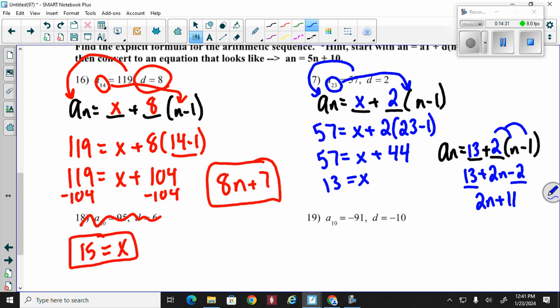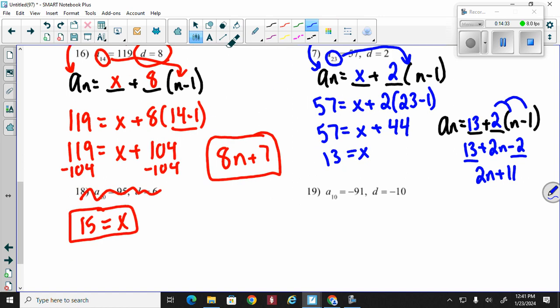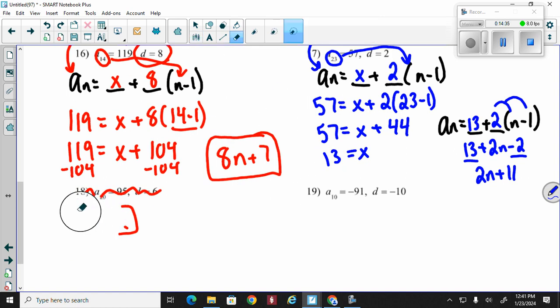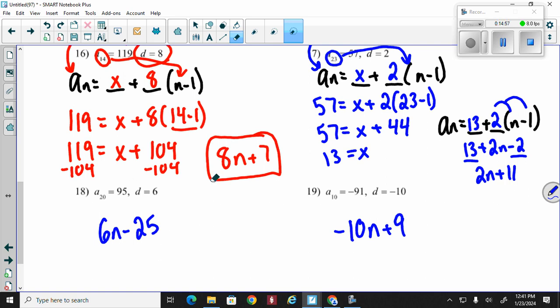All right. So for questions 18 and 19, just to save time, I'm just going to go ahead and give you the answers. Question number 18 ended up being 6n minus 25. And question number 19 ended up being negative 10n plus 9. There we go.